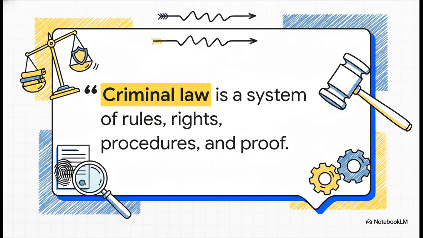As we wrap up this explainer, I want to leave you with this really powerful quote from the course text. Criminal law is not just about punishment. It is a system of rules, rights, procedures, and proof. Ultimately, the big takeaway here is that our legal framework is a careful, deliberate balancing act. It is designed to protect your individual rights just as much as it exists to punish wrongdoing.